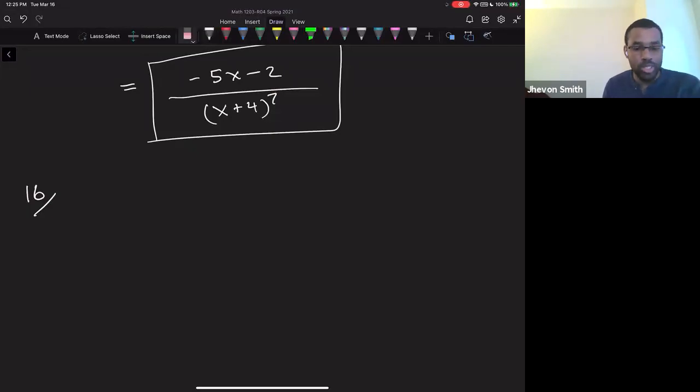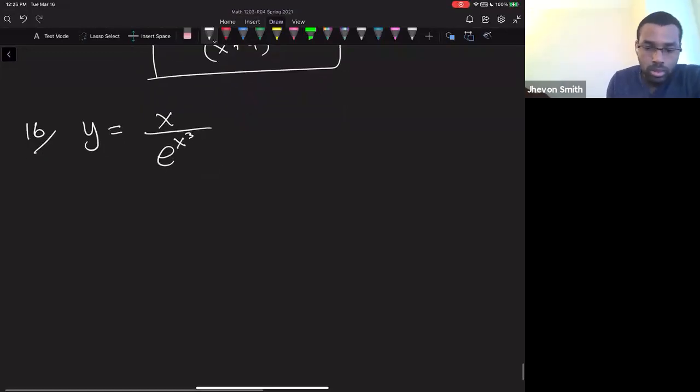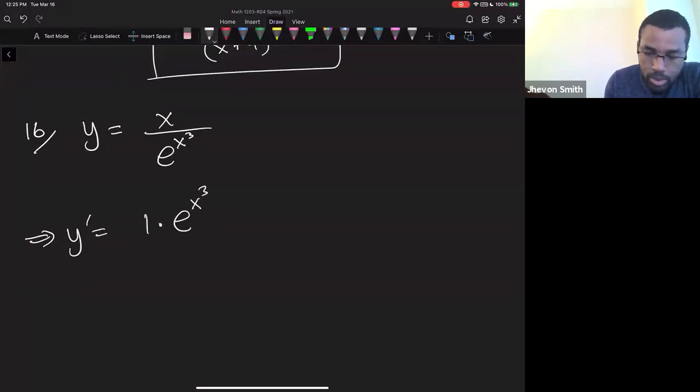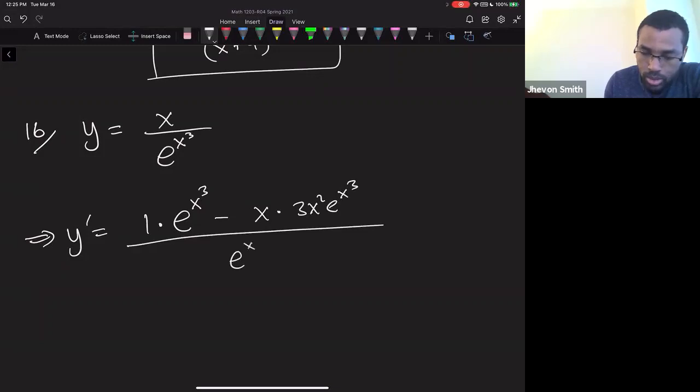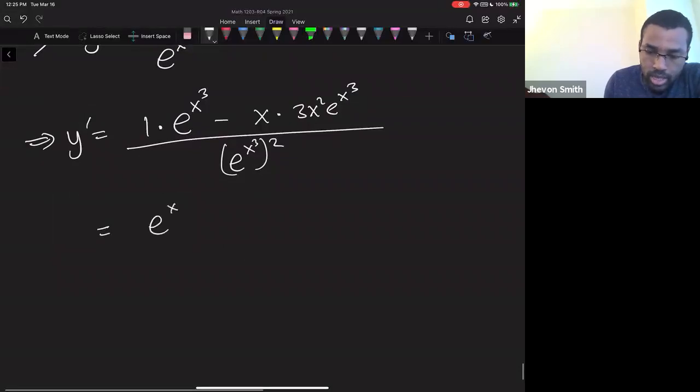Remember your training, grasshoppers. 16, y equals x divided by e to the x cubed. Quotient rule. Can't simplify. The bottom times the derivative of the top, minus the top times the derivative of the bottom, over the bottom squared. And factor out an e to the x cubed, left with 1 minus 3x cubed.